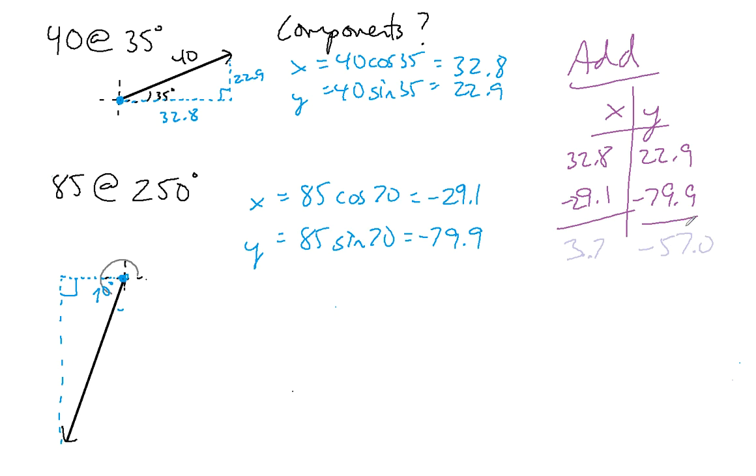Okay, so let's piece these together. I got my total x, I got my total y. So now I will make my new triangle, and I always like to start with my x first. So 3.7 sideways, and then I'm going to go down 57. So there's a whole bunch going down. And that tells me that my answer would go from beginning to end. My answer would be something like that.